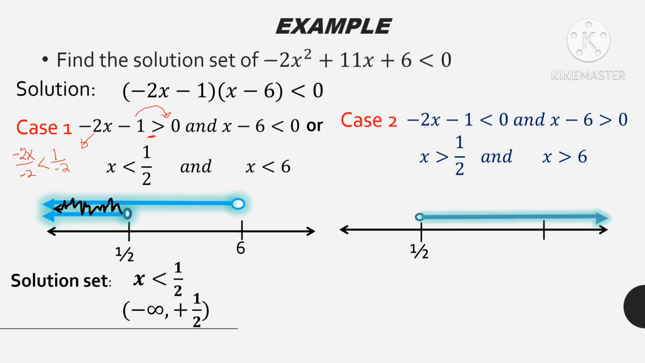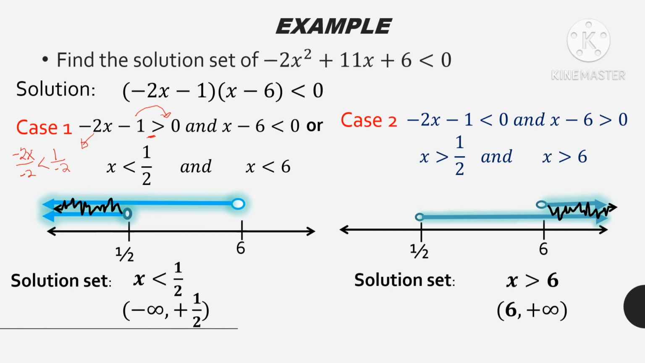How about the graph of x greater than 6? So let's locate positive 6. 6 is not included. So x greater than 6, meaning it's going to the right side. So the graph coincides immediately after positive 6. So therefore, those numbers after positive 6 are the solution set of the given inequality under case number 2. So the solution set is x is greater than 6. If we write that in interval notation, you have parenthesis 6 to positive infinity.